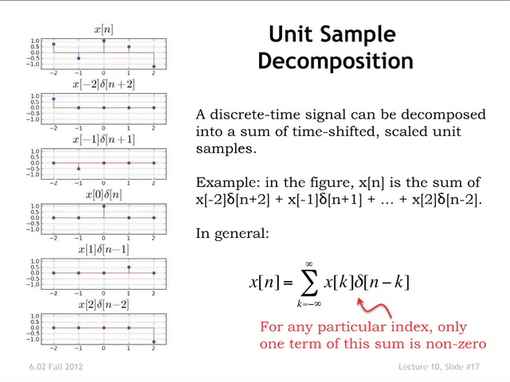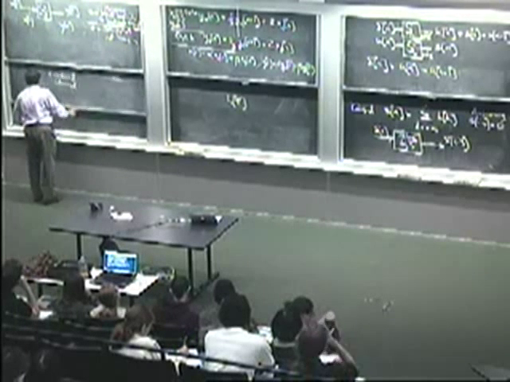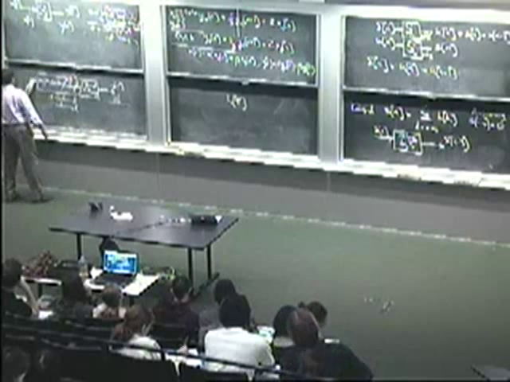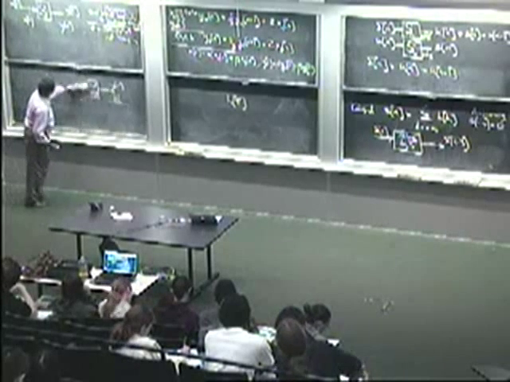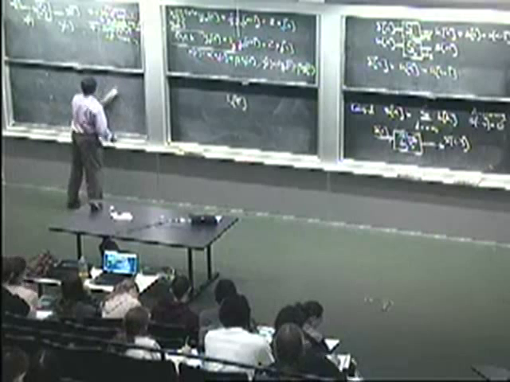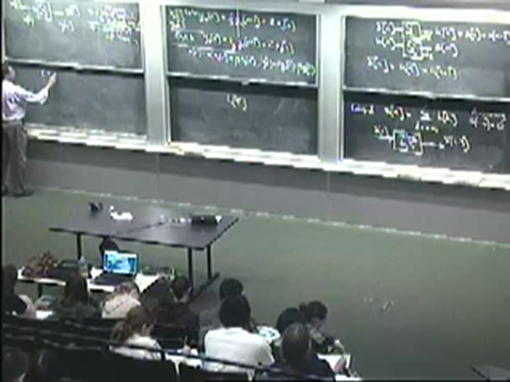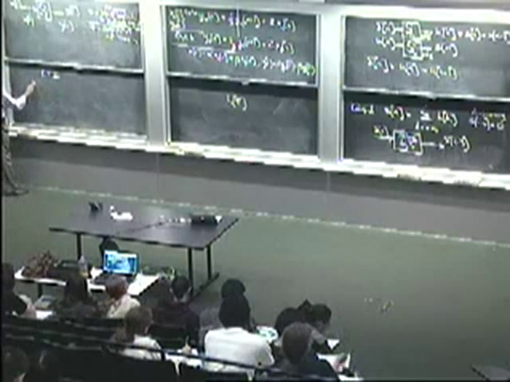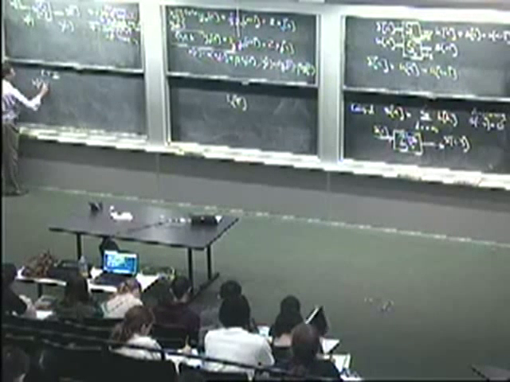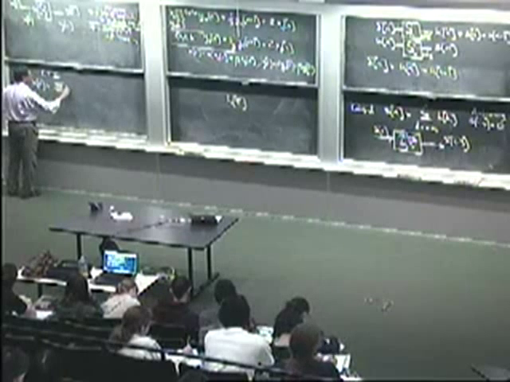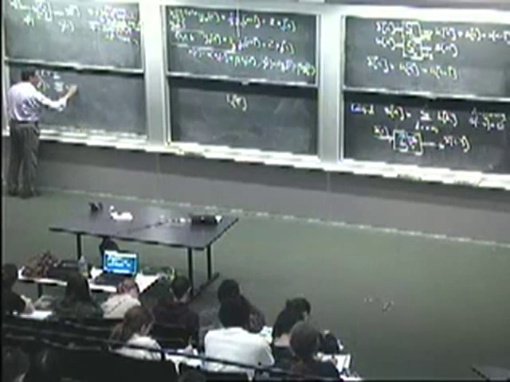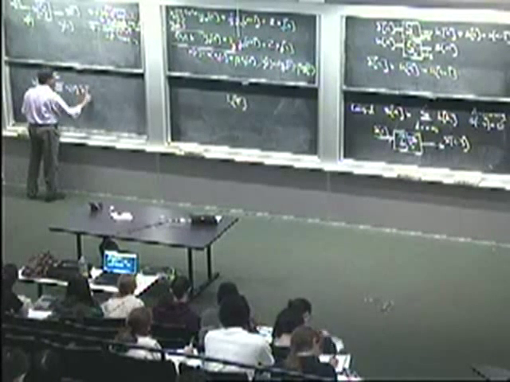Okay, so if that was what went in, you're in a position now to tell me what comes out. So I'm talking about an LTI system, and the input x[n] is a weighted combination, with these weights, of a bunch of unit sample functions.